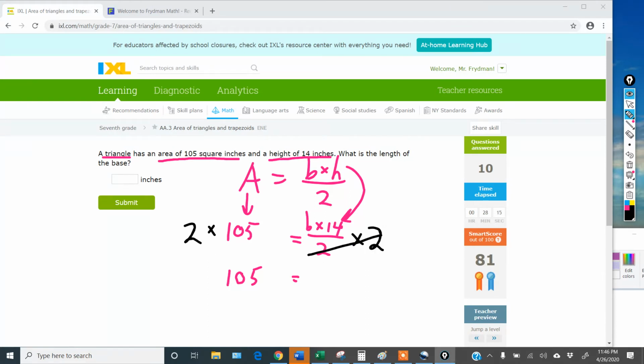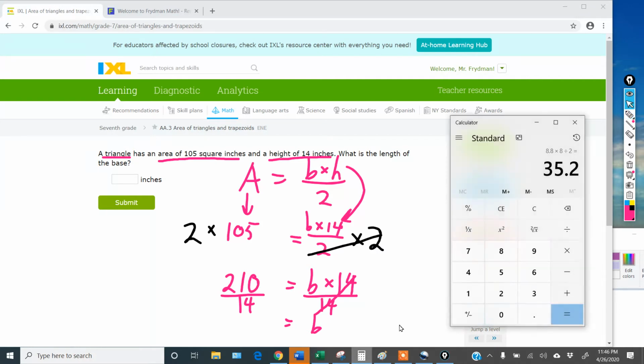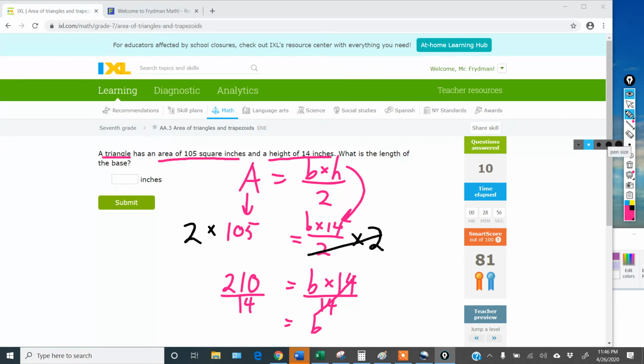So that cancels, and we get, I don't know why I put 105 over here. That should not be there. So 2 times 105 is 210, which is equal to, the 2's canceled, so we have B times 14 over here. Then we divide both sides by 14. We get B equals, you can go ahead and use a calculator for this, 210 divided by 14 is equal to 15. So that would be our answer there, 15 inches, not square inches, because that was the base, it was not the area. So that would be the answer there.